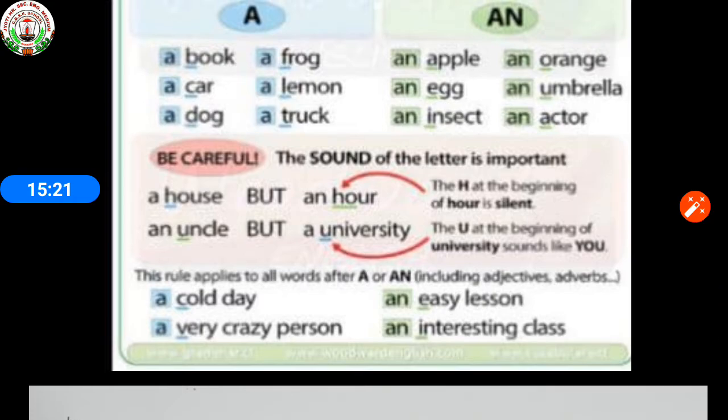This rule applies to all words after a or an, including adjectives and adverbs. A cold day, a very crazy person, an easy lesson, an interesting class.